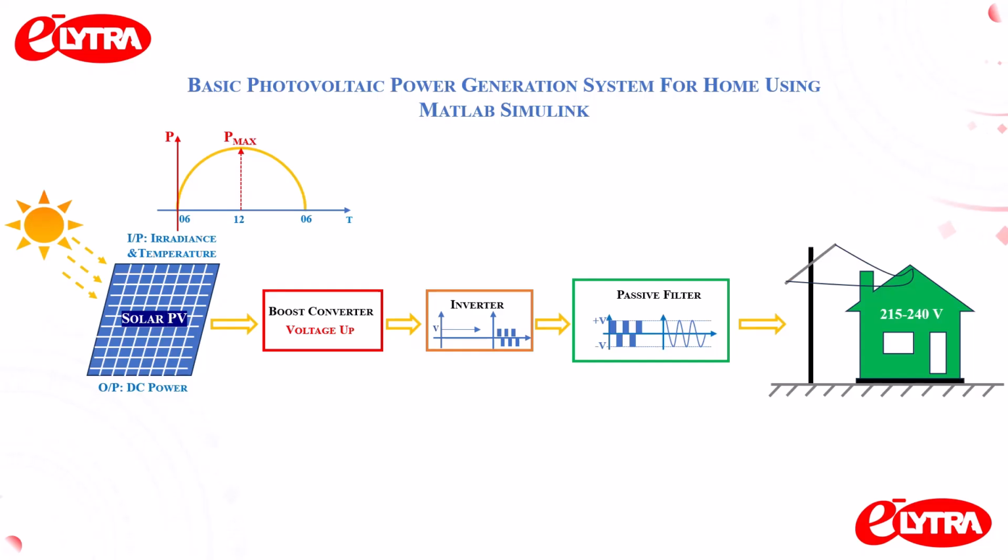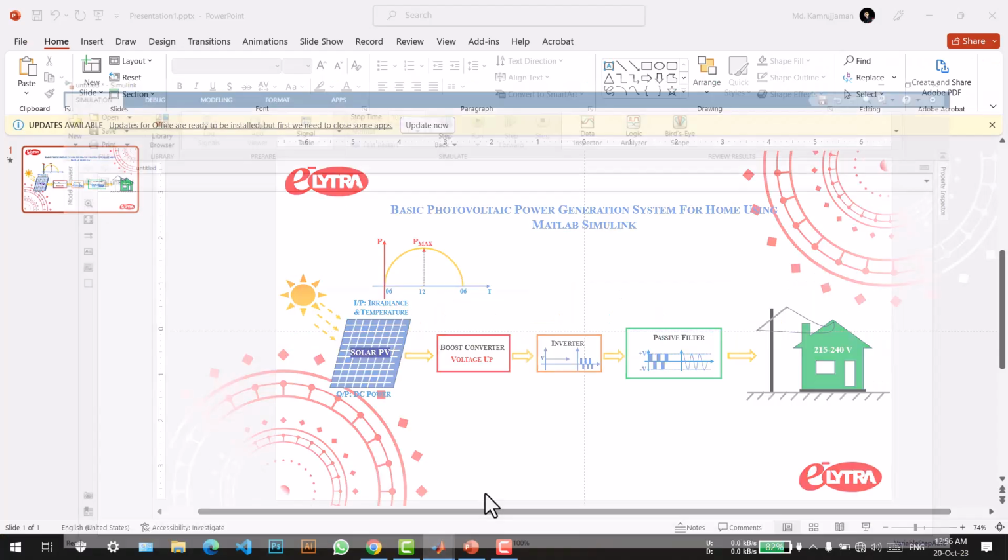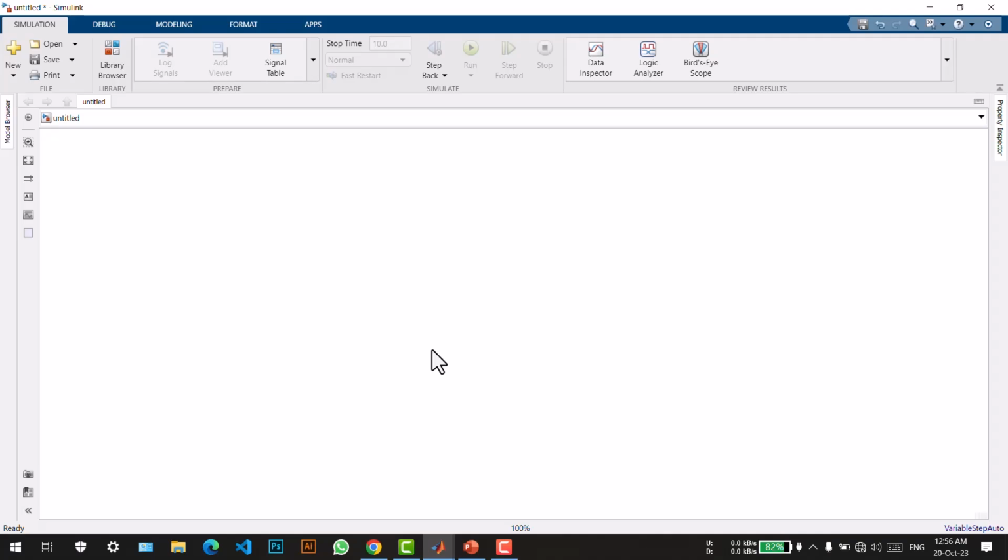So now let's move on to Simulink. Here we have already taken a Simulink file, blank file. Now we need to design the solar system as far as we have presented in the PPTX. So first we need to take PV array.